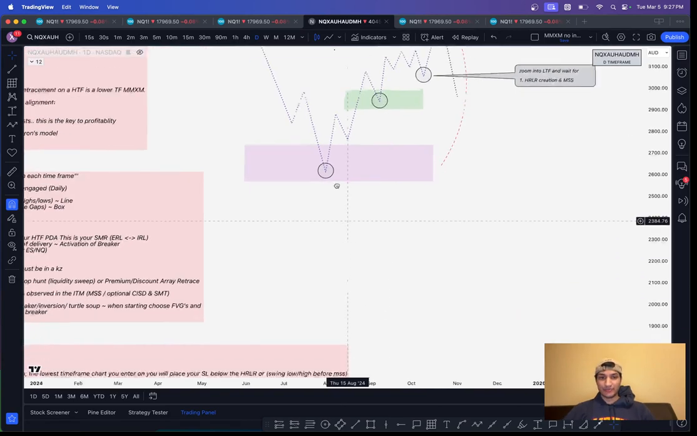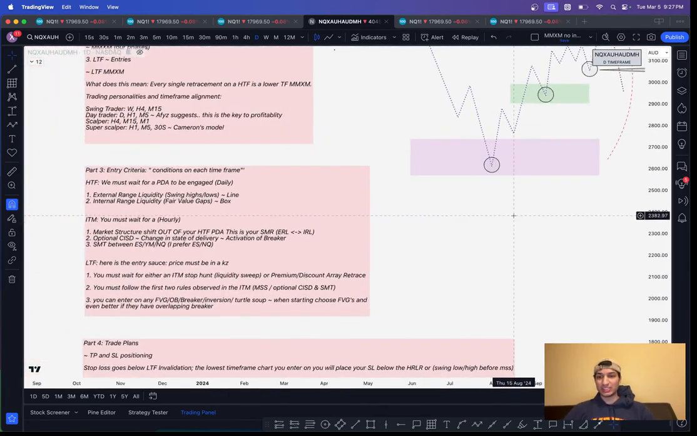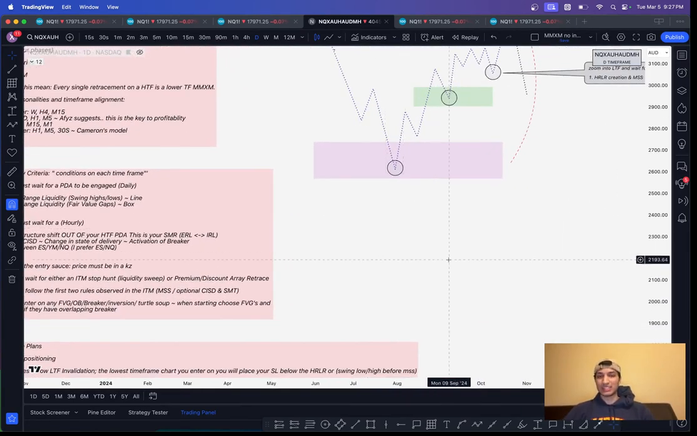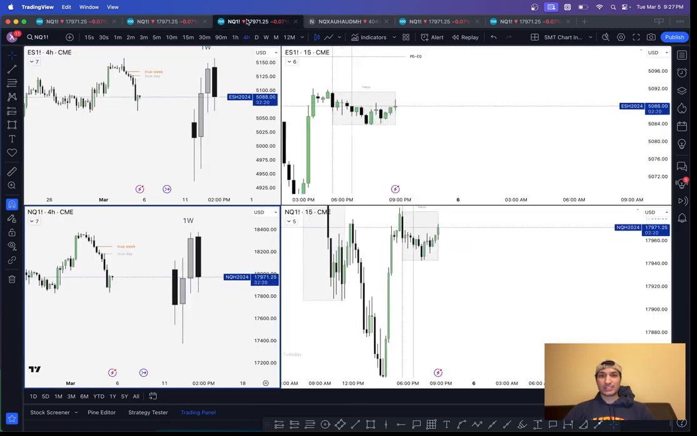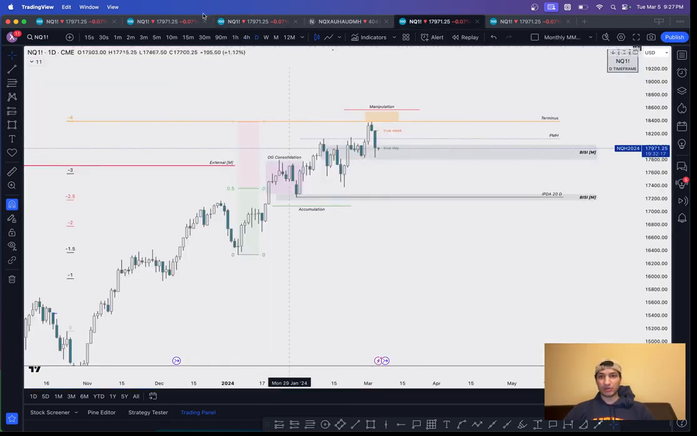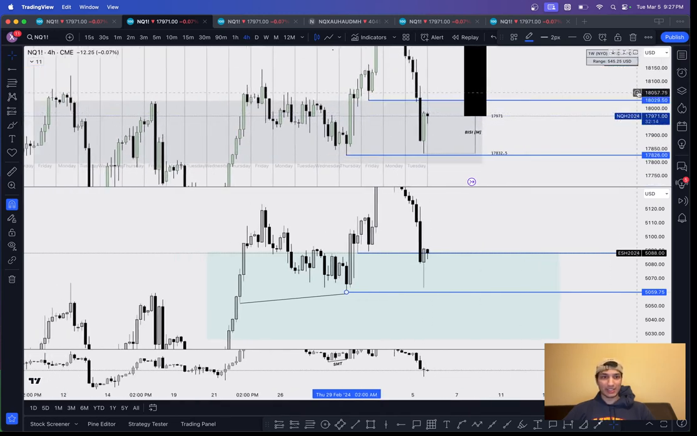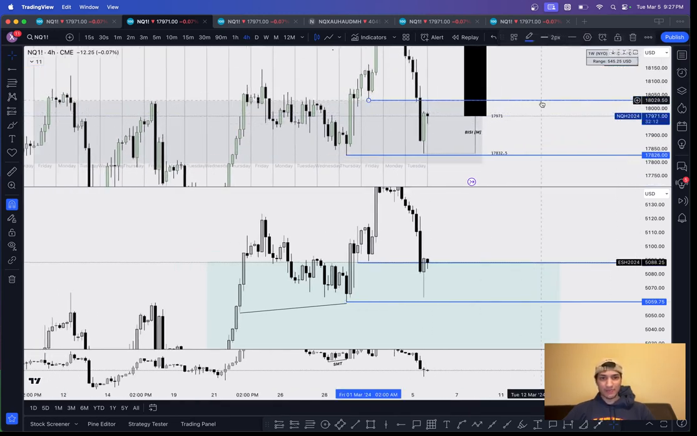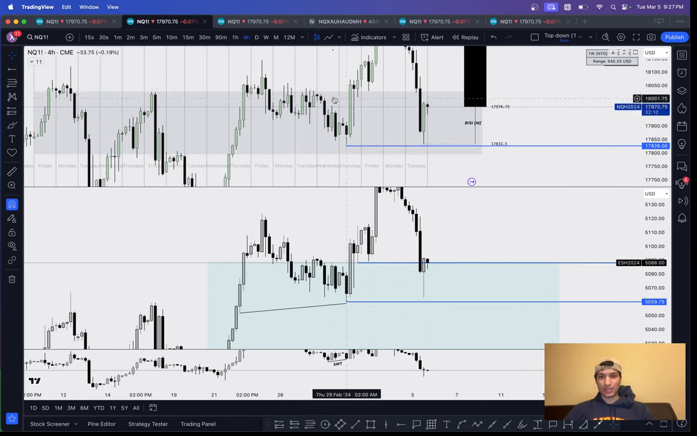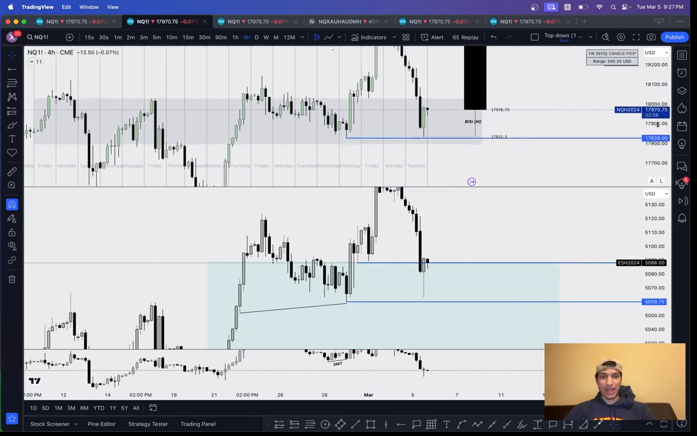What is a SysD? A SysD is the change in the state of delivery or the activation of a breaker. A good example of a SysD I can show you would be referring to this 4-hour chart from last week on NASDAQ, wherein price came into our higher time frame array. This was a daily fair value gap, right?